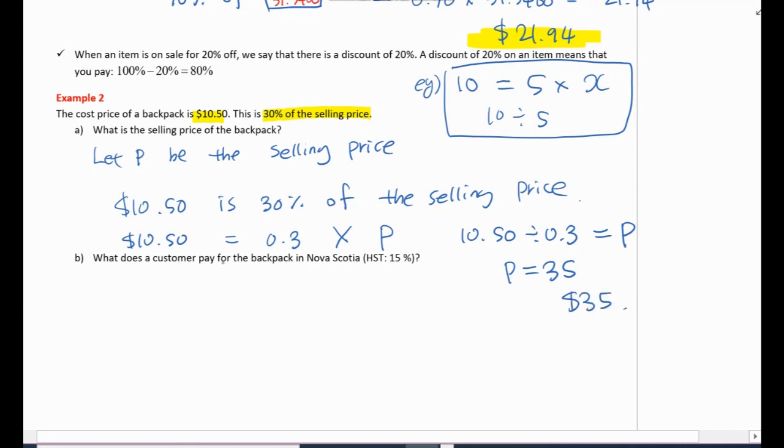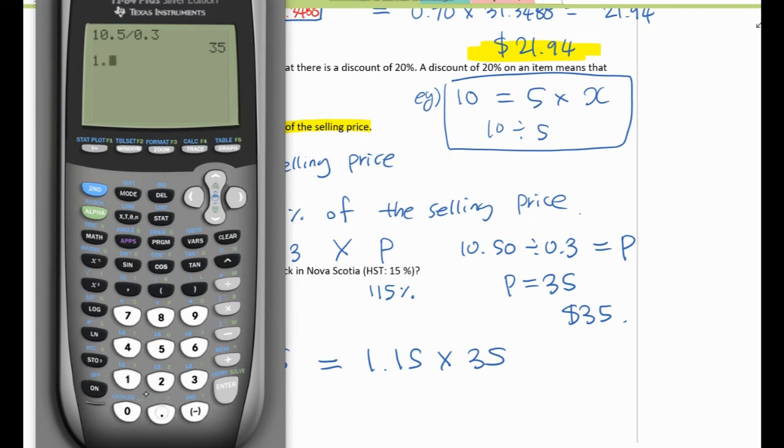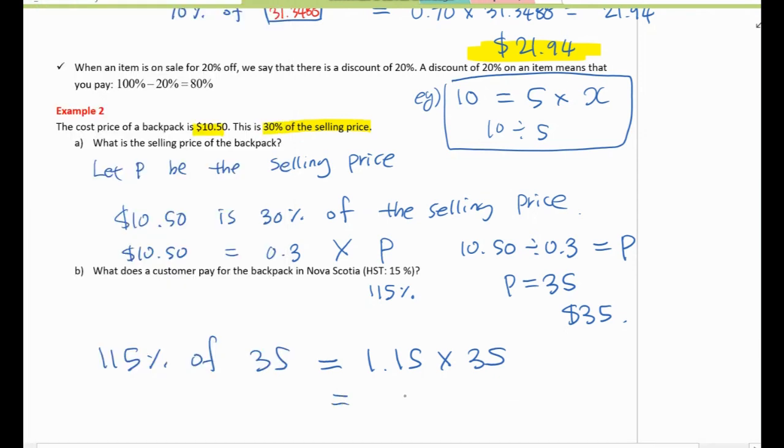What does the customer pay for the backpack in Nova Scotia? Harmonized sales tax. So tax, you add that number to 100. So you find 115% of 35. That is 1.15 times 35. That is 40.25. So the answer is $40.25.